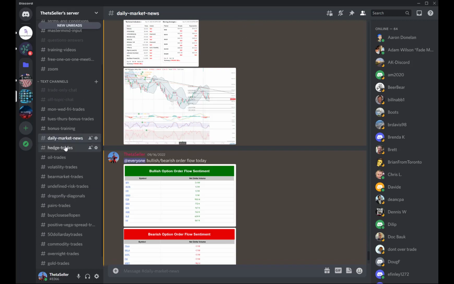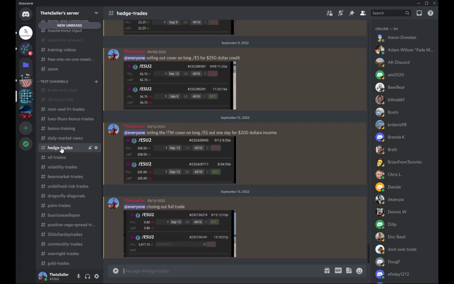Now, going down the list, we have hedge trades. Hedge trades are where we're using futures contracts. Usually it's the E-minis. It could be the NASDAQ. It could be the Russell, but it's usually the E-minis. And the hedge trade could be put on at any time of the day. It could be put on overnight. In fact, many times it is put on overnight in order to hedge or insure one of our other positions.